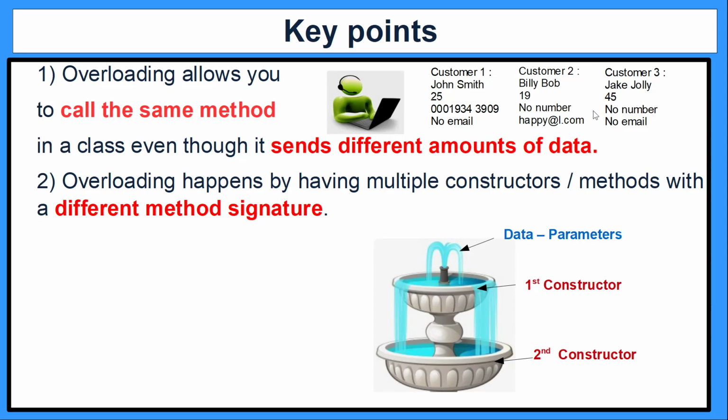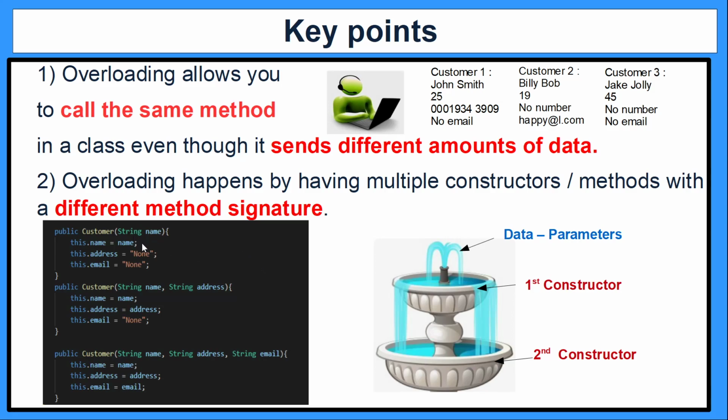So how will that look in the code? Well, this code will have 3 constructors. If only one piece of information is added, like the name, then we'll use the first constructor. If 2 pieces of data are added, then the first one will be overloaded, and it will go down to the second constructor. And if there are 3 pieces of data, the second constructor will be overloaded, and it will go down to the third one.